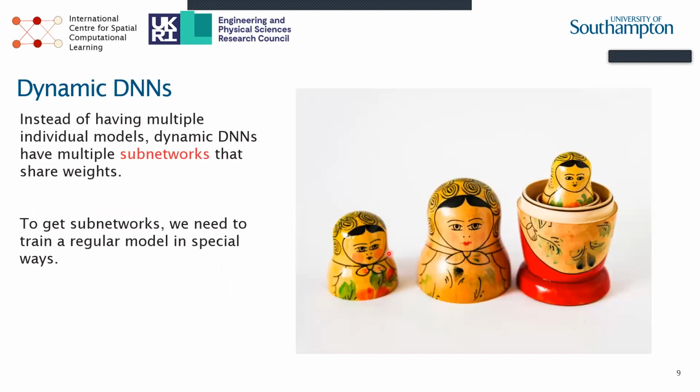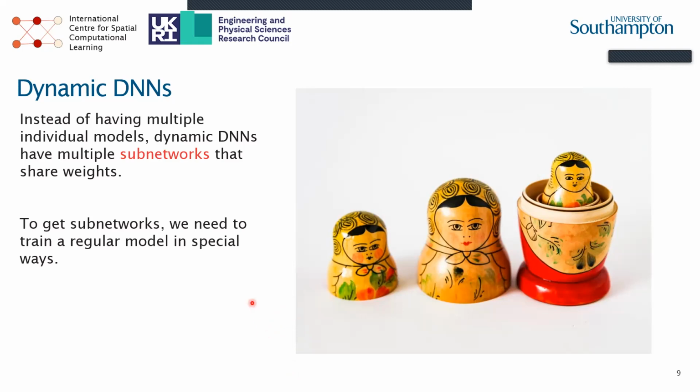Okay, this is why we need dynamic neural networks. So instead of having multiple individual models, a dynamic neural network is like a Russian doll in this figure. We have multiple sub-networks that share weights. So we only need to store the biggest model configuration. At runtime, we can switch to a smaller model configuration, to have the same kind of trade-off effect.